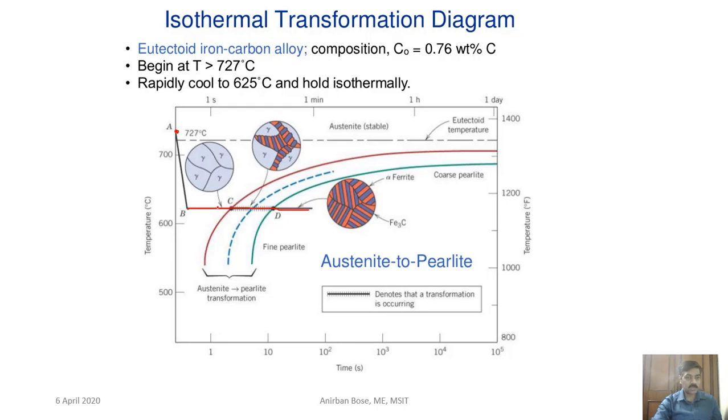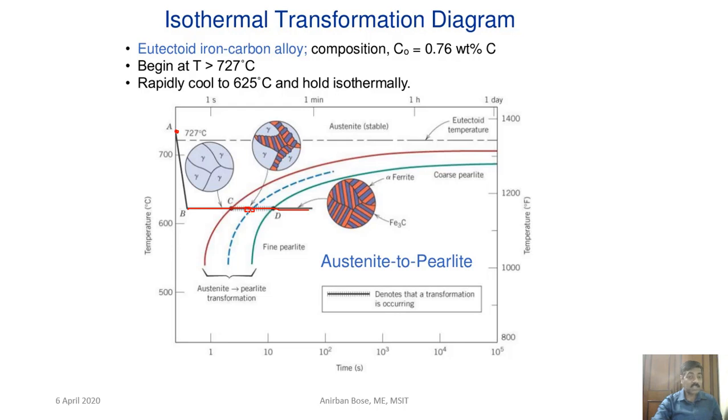Then what you will observe? It will transform from austenite to pearlite. Okay, so here you can see the austenitic structure. Maybe at point C, no pearlite has started. This corresponds to the 50% transformation. Some of the pearlite has started.